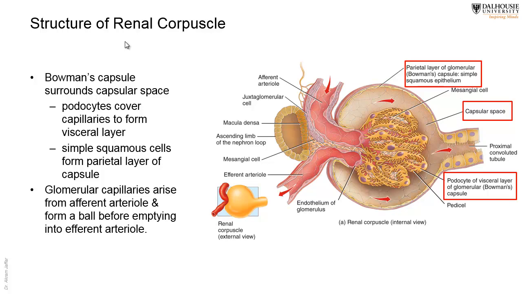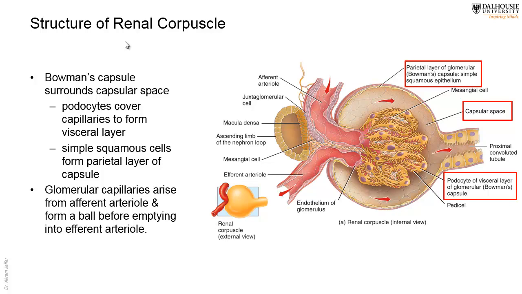Because the process taking place here is filtration of the contents of the blood. It's only filtration, no exchange. The capillaries are lined with endothelial cells as usual, but these endothelial cells are covered with other cells which form the inner layer of the Bowman's capsule. This is the Bowman's capsule. As I said, it has an inner layer, the visceral layer, and an outer layer.